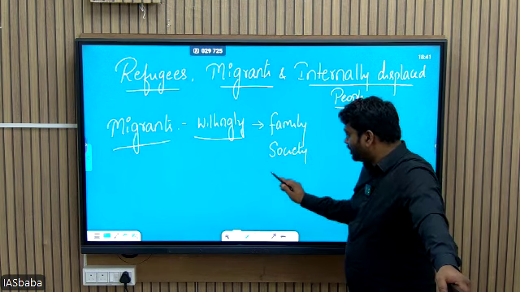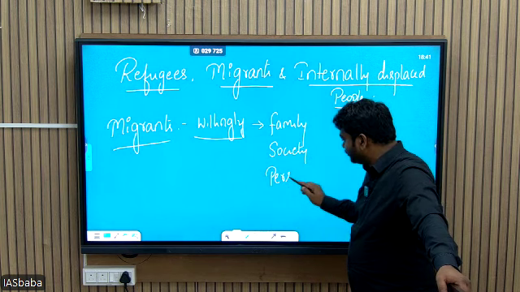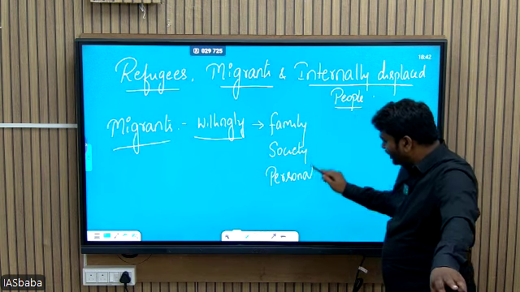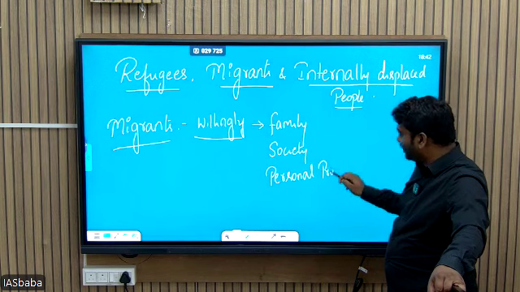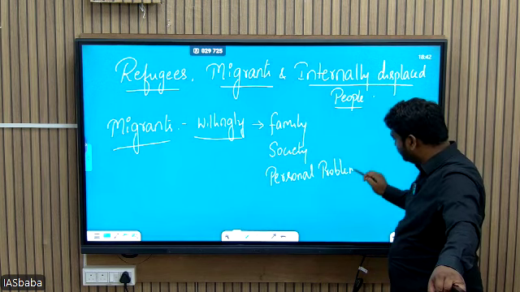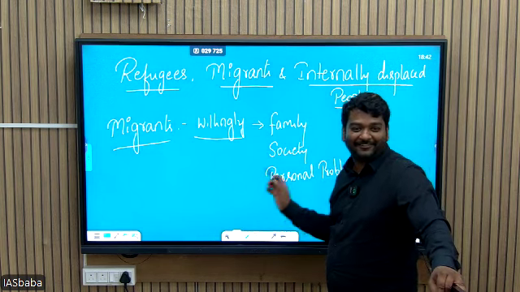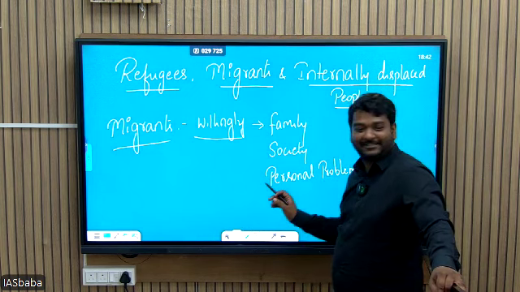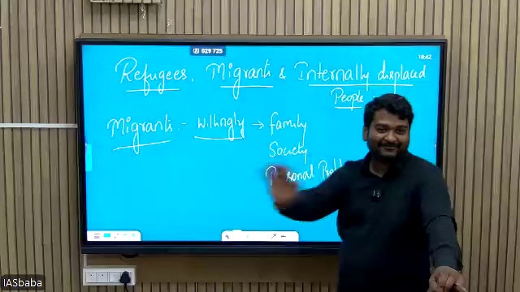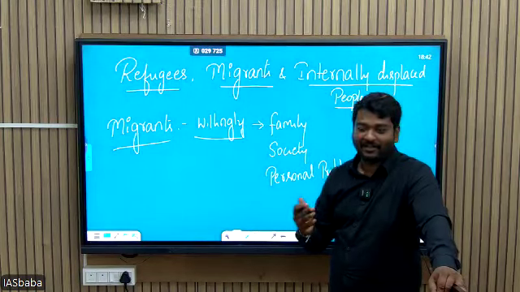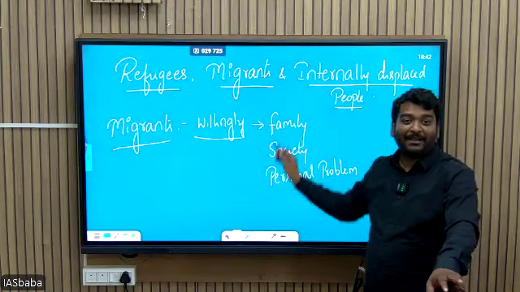Or it may be because of your personal problem. A lot of migration in India happens because you're not getting married in your hometown. People know how idiotic you are, so no one is suggesting marriage, so you're moving out. These are all migration.